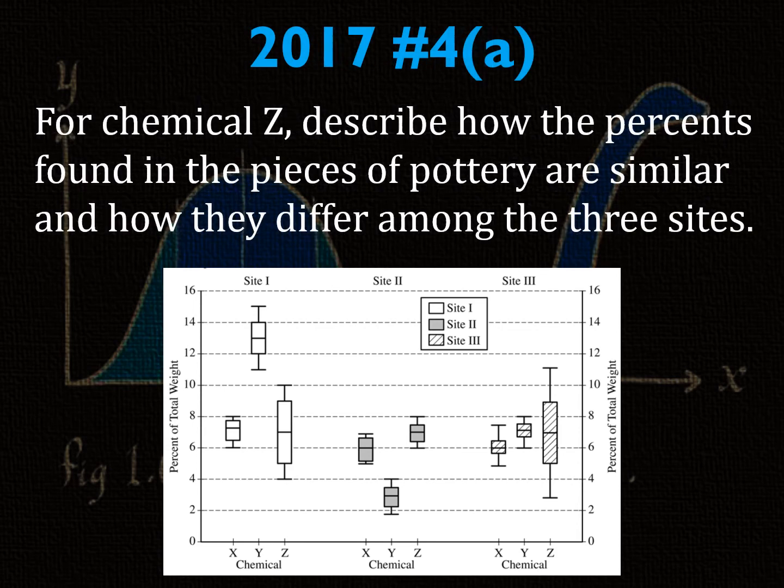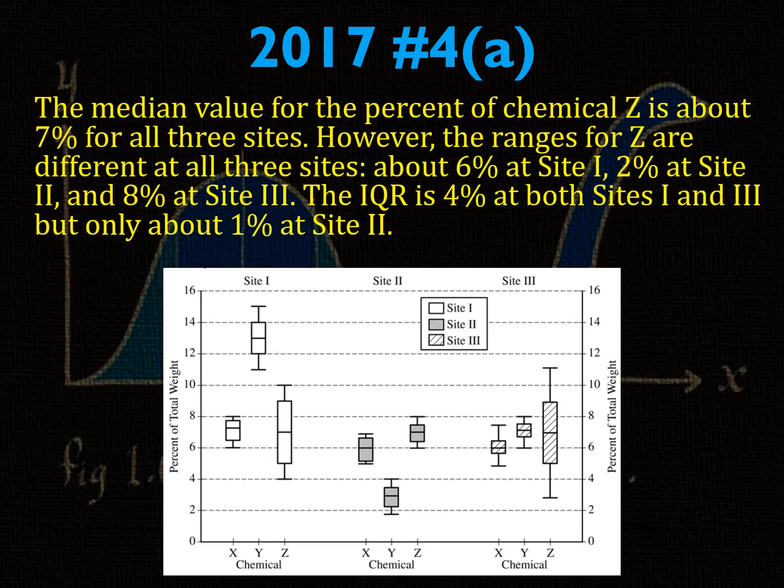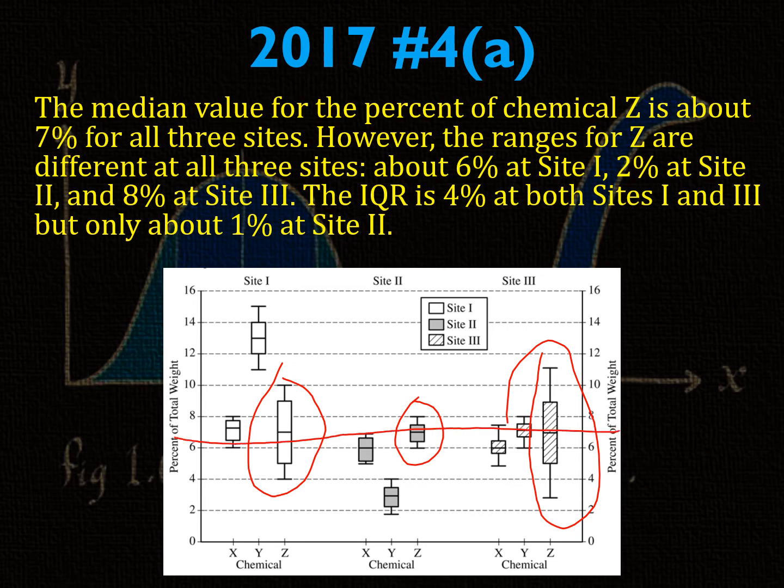Part A, for chemical Z, describe how the percents found in the pieces of pottery are similar and how they differ among the 3 sites. So here is site 1 Z, site 2 chemical Z, and site 3 chemical Z. So one thing you can see right away is that the median is about the same for all 3 sites, about 7%.